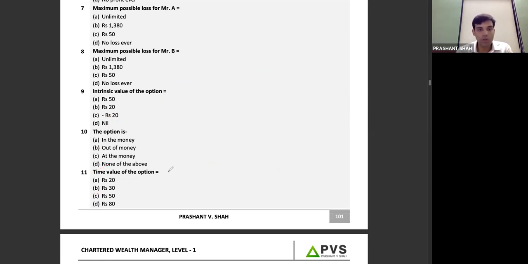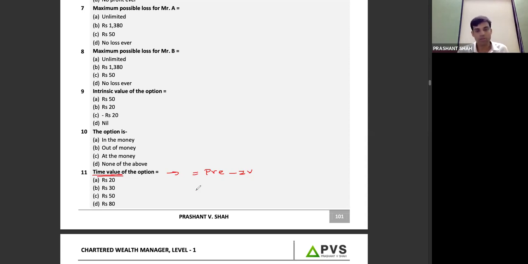So time value is equal to premium minus intrinsic value. Of course, if you are a seller of an option and say the intrinsic value is 20 rupees, you are not going to sell at a premium of 20 rupees. You will definitely charge more premium, right? Because of the time factor. So this is known as the time value of an option. And how do you find it out? It is premium minus intrinsic value.